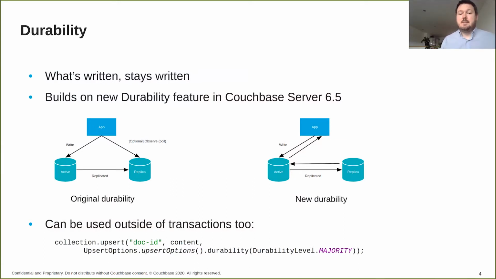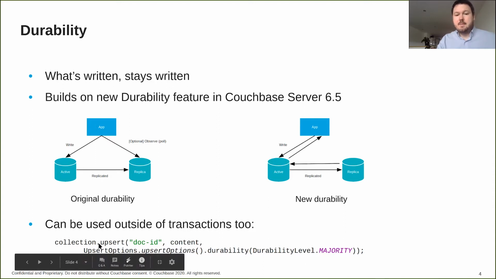It builds on the new durability feature in Couchbase Server 6.5, which basically means that when the application or the transactions layer performs a key value write, it goes to the active node. The active node takes care of making sure that it's replicated to all the replicas for that document before returning control to the application. That, along with a couple of other things under the hood, means that once a document has been written and acknowledged, it's safe, it's durable. This feature, by the way, can actually be used outside of transactions too. It's accessible through the regular key value API.